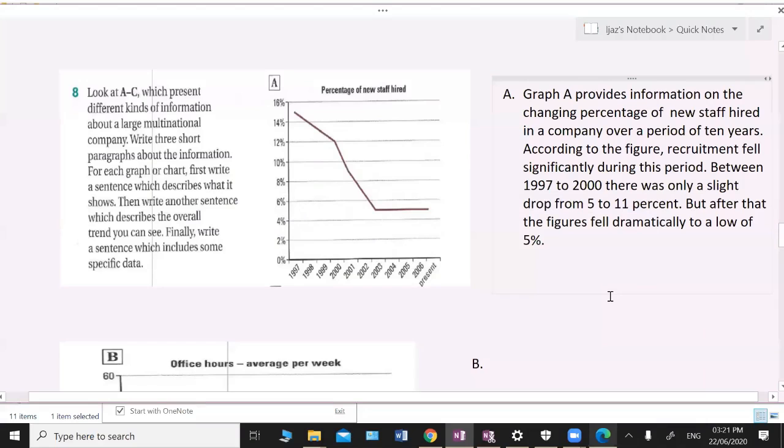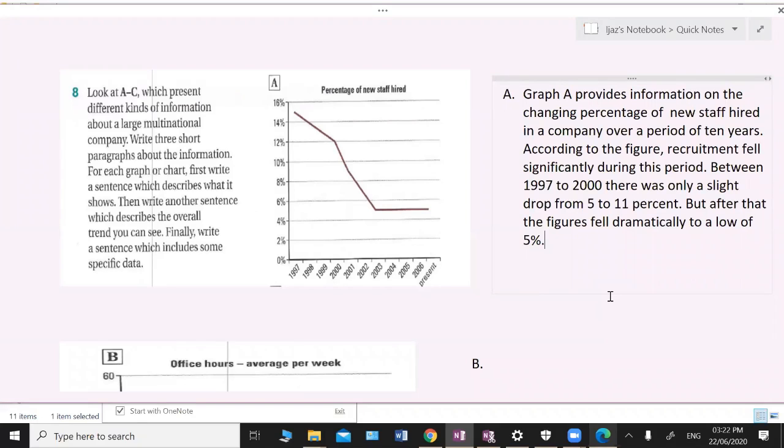Now can I ask Mariam, can you read all our 3 sentences which we have written? Okay, I will. Graph A provides information on the changing percentage of new staff hired in a company over a period of 10 years. According to the figure, recruitment fell significantly during this period. Between 1997 to 2000, there was only a slight drop of 5 to 10%, but after that, the figures fell dramatically to a low of 5%.